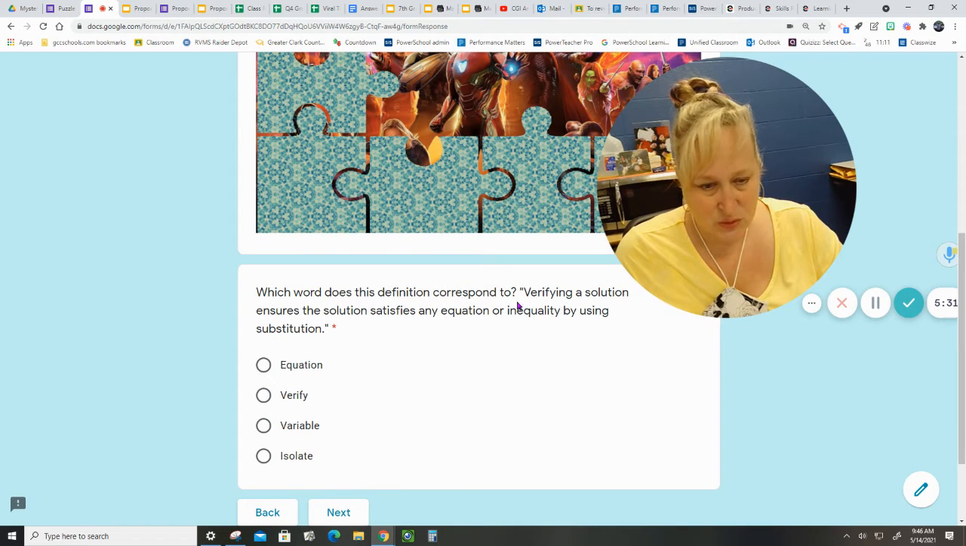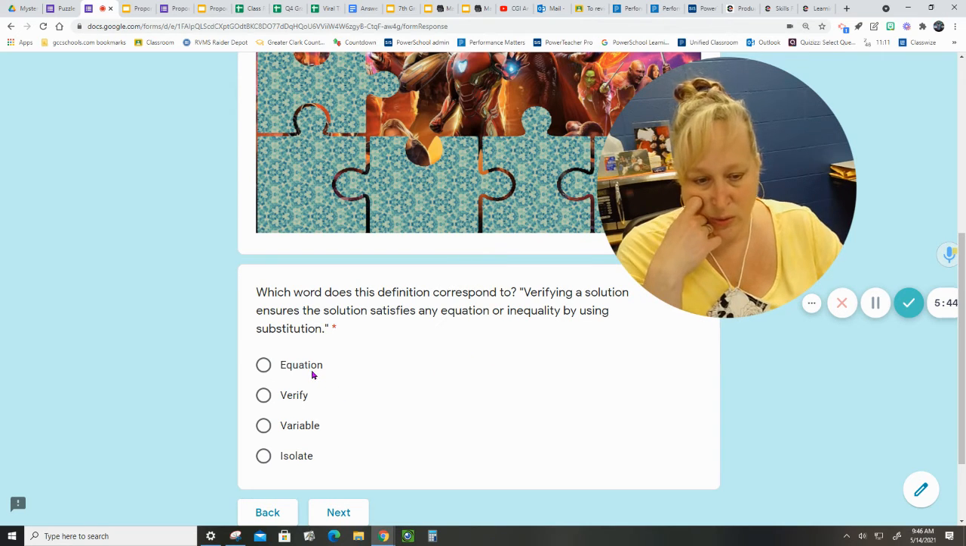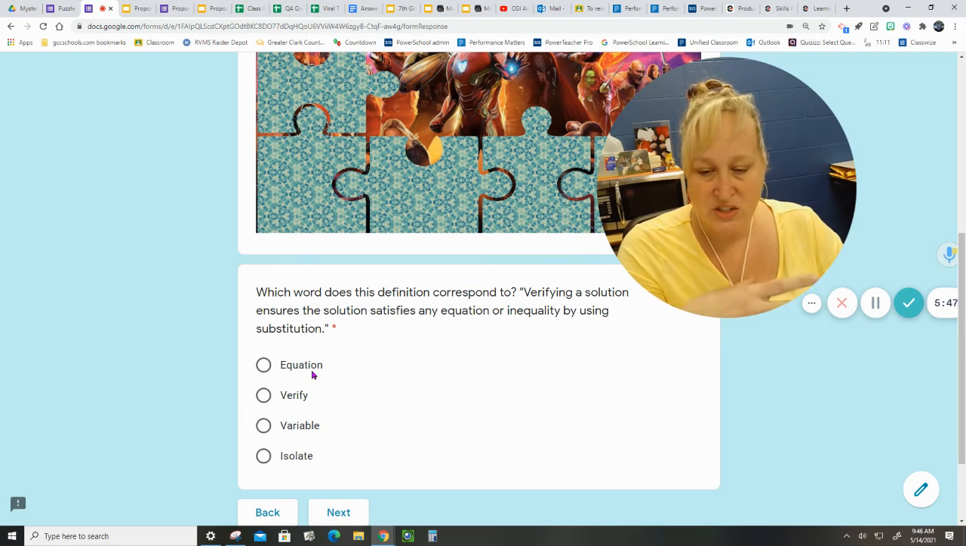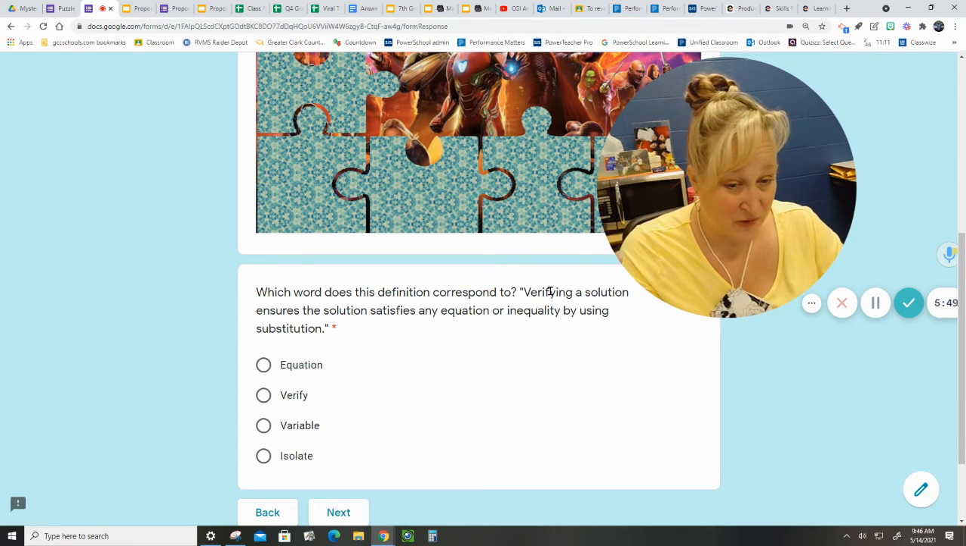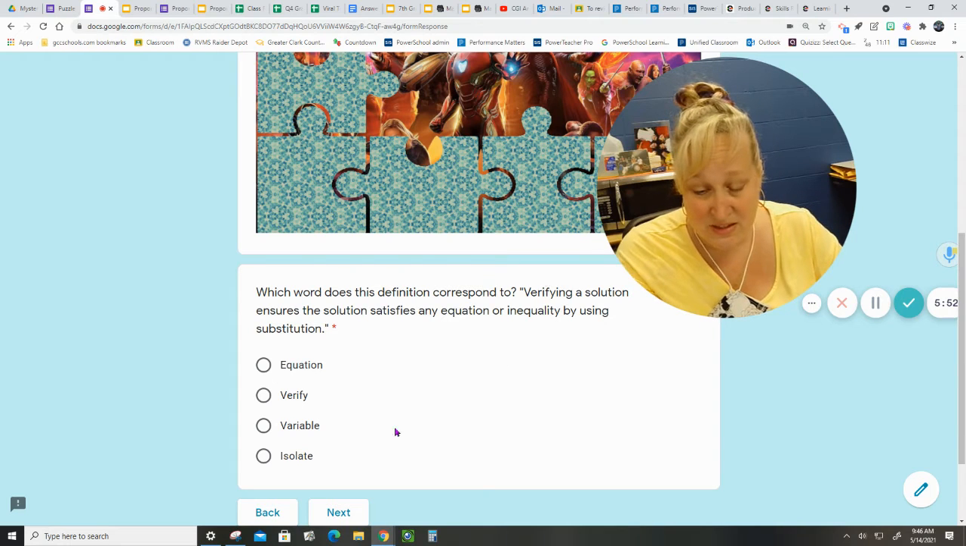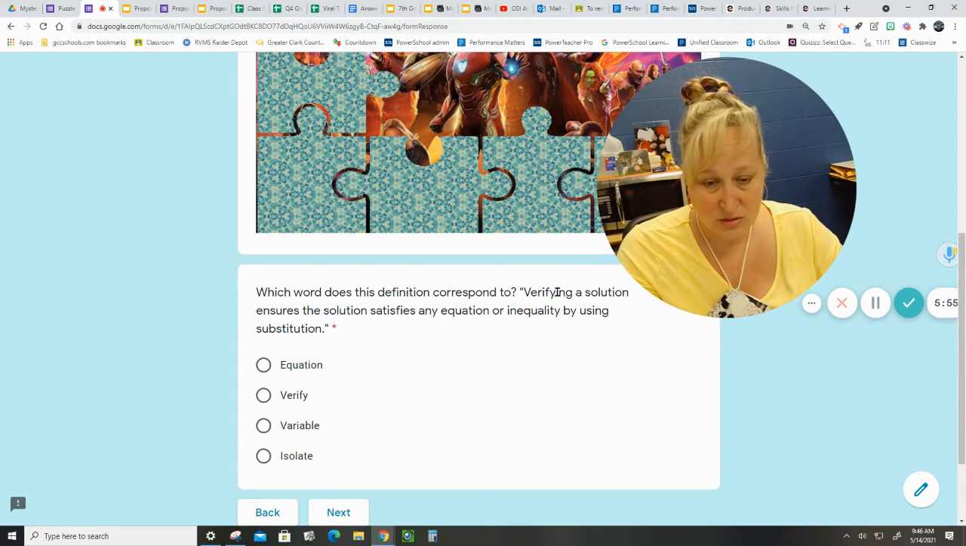Which word does this definition correspond to? Verifying a solution ensures the solution satisfies any equation or inequality by using substitution. So I'm going to use my test taking skills. Equation. An equation is not verifying anything. And since it says verifying, that to me doesn't make sense. Variable is an unknown. So no. Isolate is to make it be by itself. Verify, this looks like it's describing that perfectly. So test taking skills, I've eliminated those 3. I'm fairly confident it's this one.